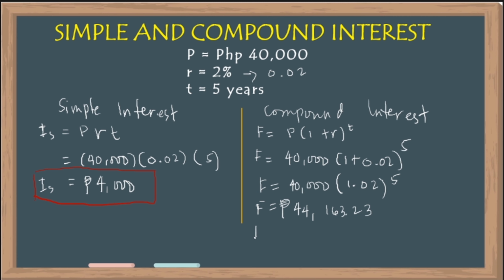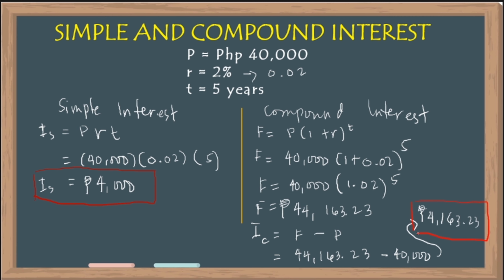So, magkano yung kanyang interest, no? Yung compound interest? Edi yung future value minus yung principal amount. So, ilan yung future value natin? That's 44,163.23 minus yung principal amount na 40,000. So, malalaman natin ngayon kung magkano ang tubo niya. So, that is, lagay muna natin dito, 4,163.23 pesos. So, this is the interest for company B.